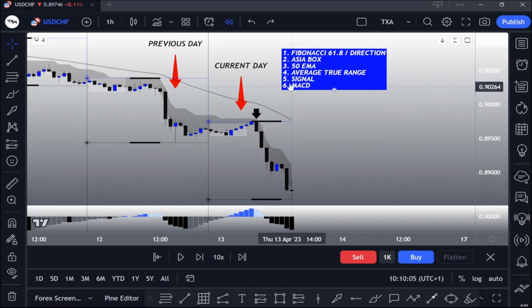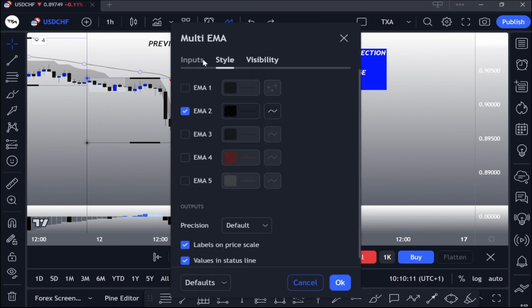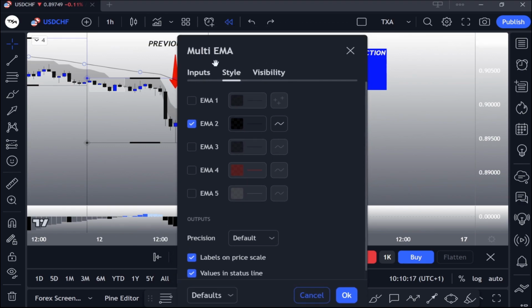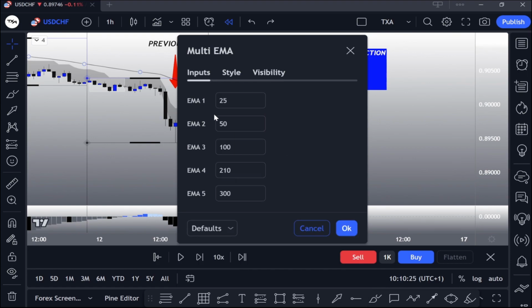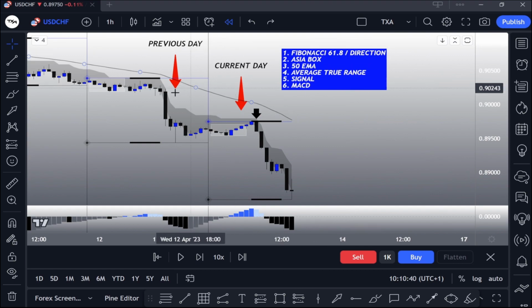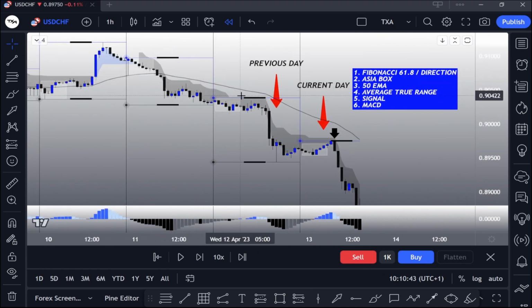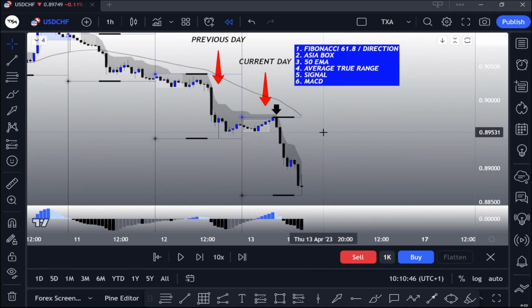So now, step number 3, the 50 EMA. Let's click on it. So how do you get the 50 EMA? Just simply go to the indicator section over here and tap multi EMA. Select any of these and then make sure that your EMA is set at 50. That means that the EMA is calculating the average direction of the last 50 candles. That's all it means.